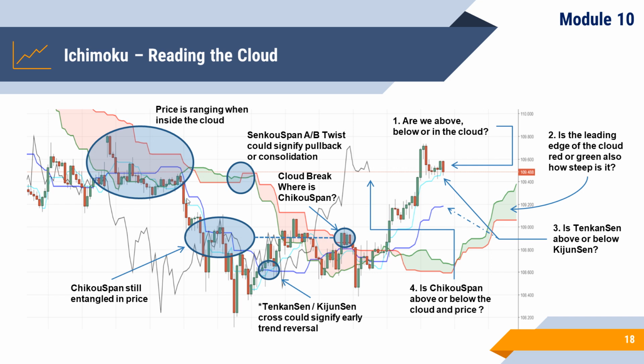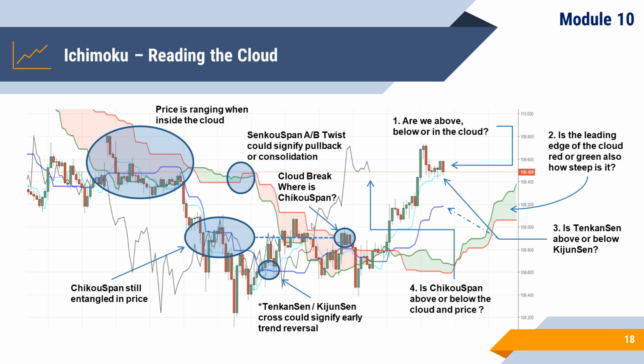So looking about 26 periods forward, let's say 1, 2, 3, 4, 5, 6, 7, 8, 9, 10, 11, 12, 13, 14, we're around here. So the leading edge of the cloud would be red at this stage. It would also be pointing down slightly, not too much. And at this stage, not really much bearish momentum, but the leading edge of the cloud is red and pointing down.